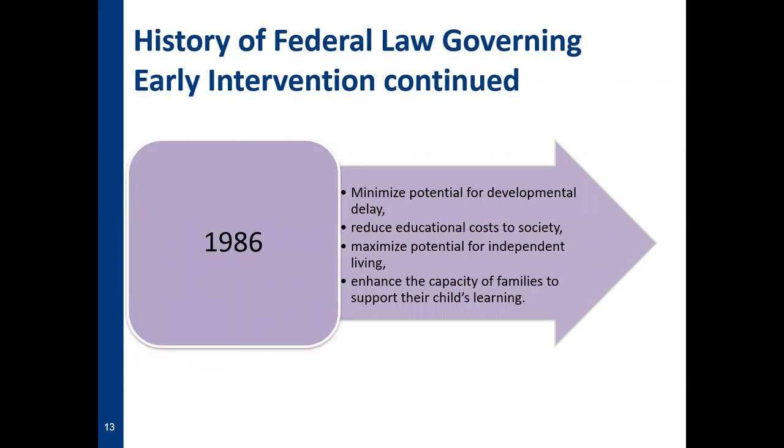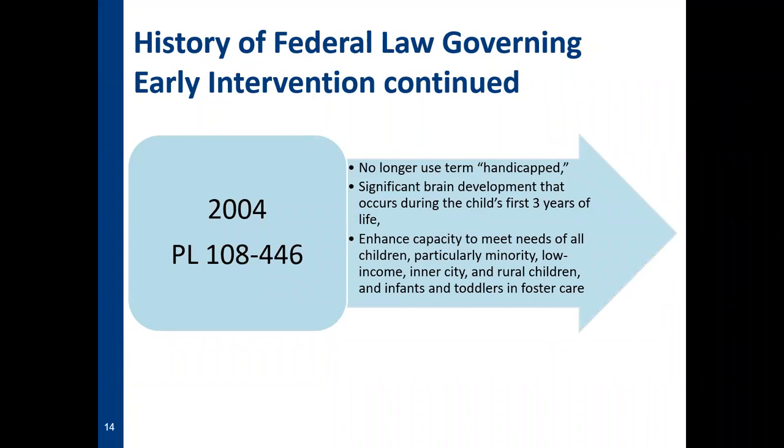Congress established the program of early intervention for infants and toddlers with disabilities in 1986 in recognition of an urgent and substantial need to enhance the development of identified infants and toddlers and to minimize their potential for developmental delay, reduce the educational cost to our society, including our nation's schools, by minimizing the need for special education and related services after these infants and toddlers reach school age, minimize the likelihood of institutionalization for individuals, and maximize the potential for their independent living in society, and enhance the capacity of families to meet the special needs of their infants and toddlers. We've come a long way since 1986.